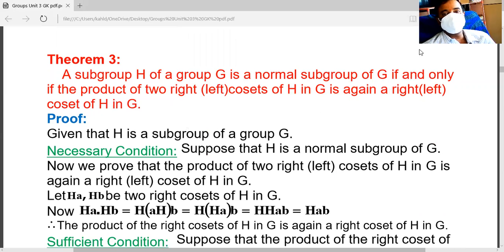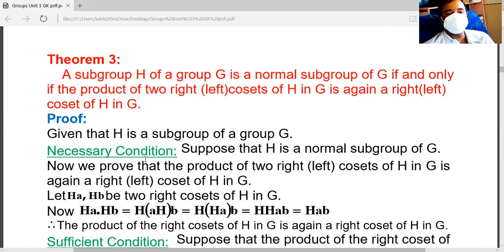Here also we have the if and only if condition, that is, a necessary and sufficient condition. For both conditions, there is common data given in this statement. In the proof, we can observe that the common data is that H is a subgroup of group G. For that reason, in the proof I am writing: given that H is a subgroup of group G.